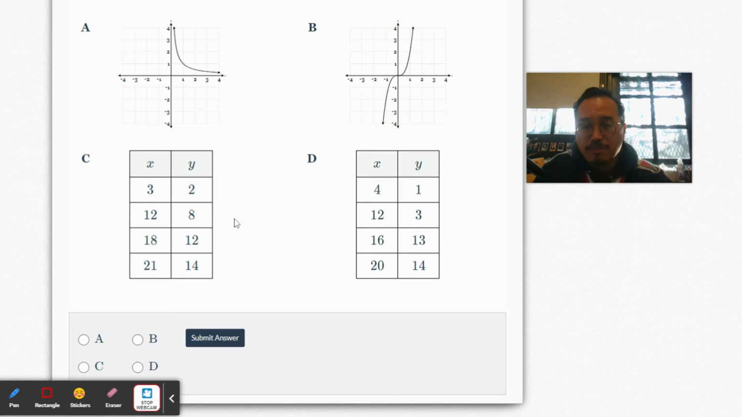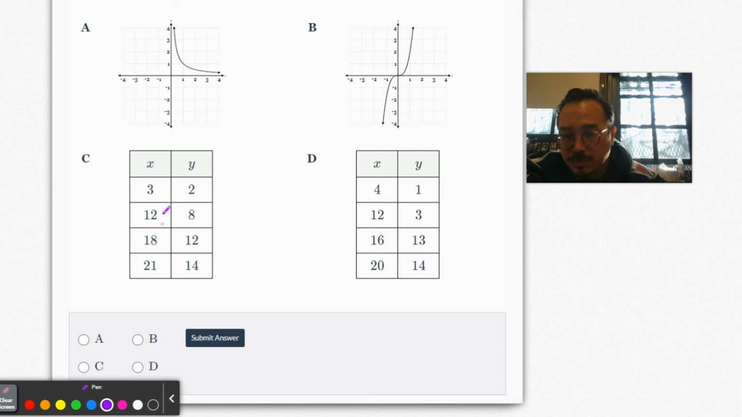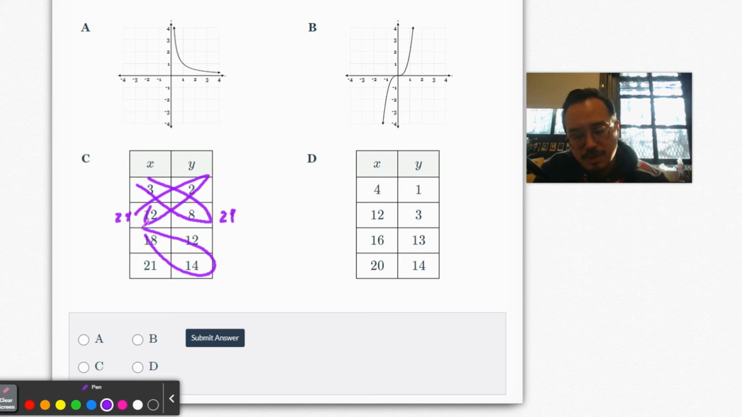So you could cross multiply. So 3 times 8 is 24. 12 times 2 is 24. Now I've got to try 18 times 14. That's 252. 21 times 12. Yep, also 252, right? So this one's going to be okay.